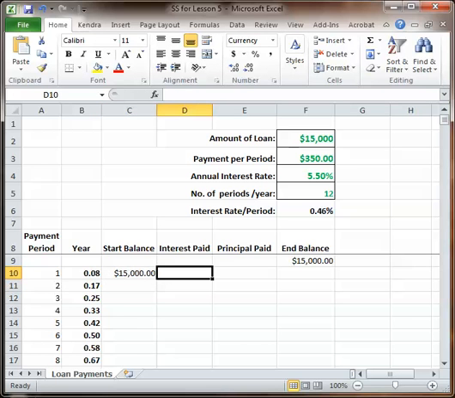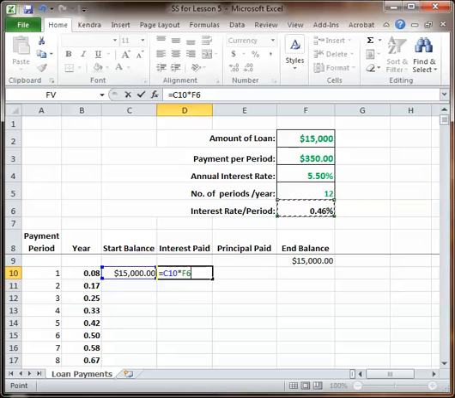Now, to calculate the interest paid is just going to be the principal times the interest. So our formula here is going to be equals, and we've got our principal, which is the 15,000. So it's going to be the number in cell C10. And we're going to multiply it by whatever our interest rate is. And our interest rate is this number, the 0.46. If you remember, we calculated that value before. So it's going to be the value in F6.